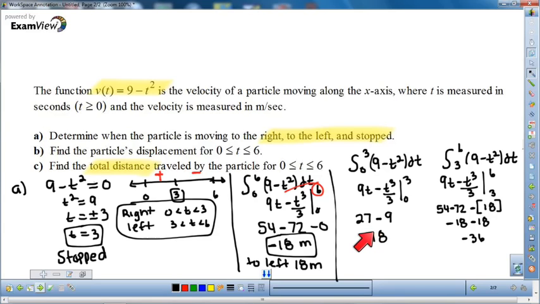what this information does is tell me that from 0 to 3, the particle went to the right 18 meters, and then it went to the left 36 meters. So altogether, it traveled 54 meters.